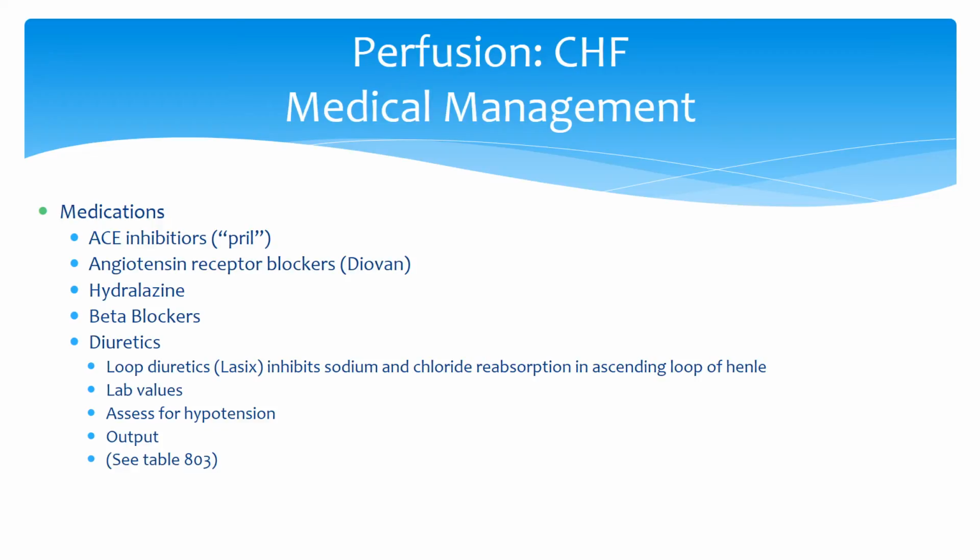So we do this by using the ACE inhibitors, because we want to stop the angiotensin converting enzyme, which is reabsorbing the sodium and the water. We can also use angiotensin receptor blockers, which are the same. They do the same effect. The Diovan would be an example. You can use beta blockers or hydralazine, and it's pretty much just to ease the workload of the heart.